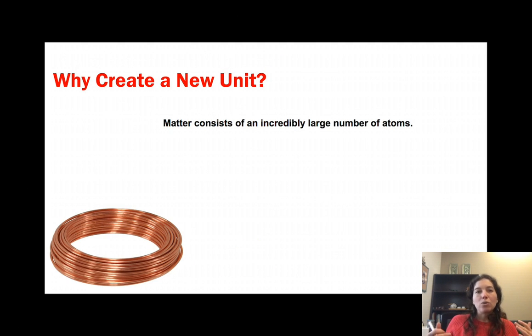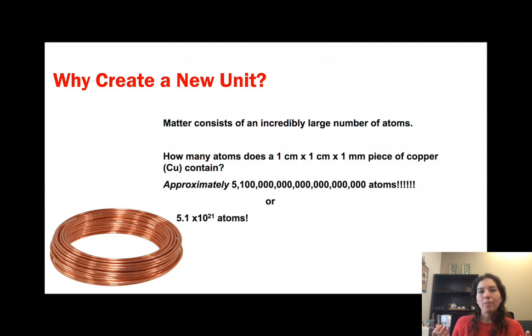So why do we use moles in general? The reason is because matter consists of an incredibly large number of atoms. Atoms are itsy bitsy tiny, so we need a really big number in order to represent these, because these quantities are just kind of unreasonable. So if you think about how many atoms a tiny piece of copper contains, say a piece of copper wire that's about 1 centimeter by 1 centimeter, about this big.